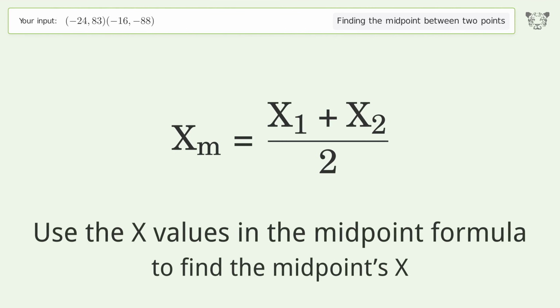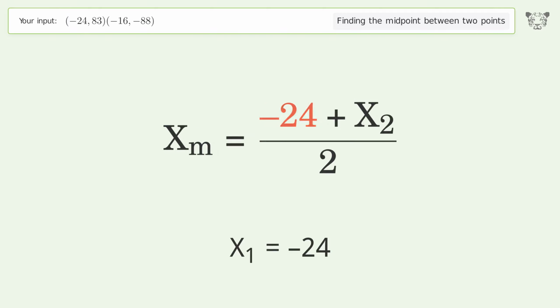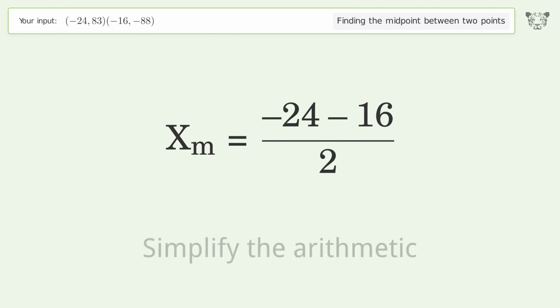Use the x values in the midpoint formula to find the midpoints x. x1 equals -24. x2 equals -16. Simplify the arithmetic.